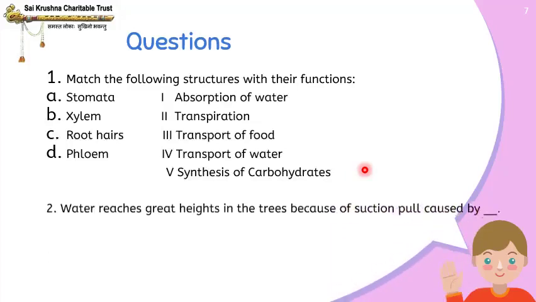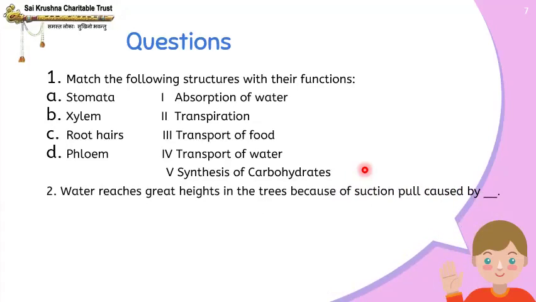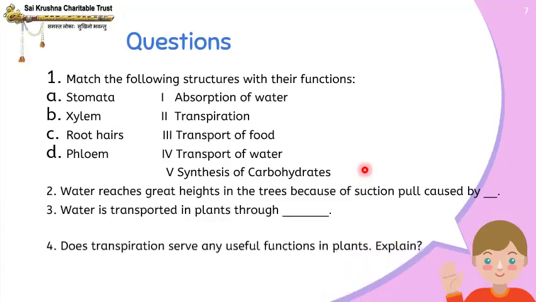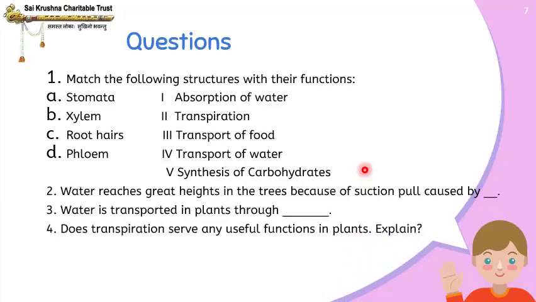The next question is: water reaches great heights in the trees because of suction pull caused by what? The third question is: water is transported in plants through dash. Does transpiration serve any useful function in plants? You know the answer now, you should explain in detail.